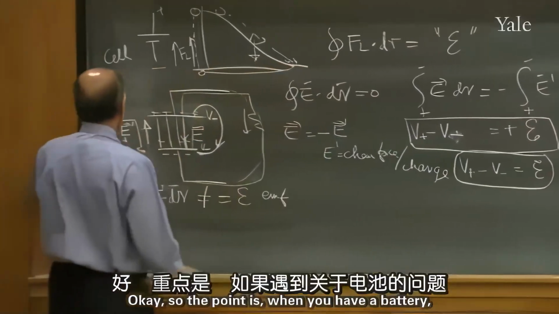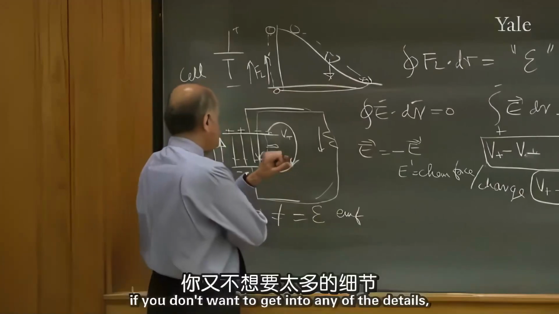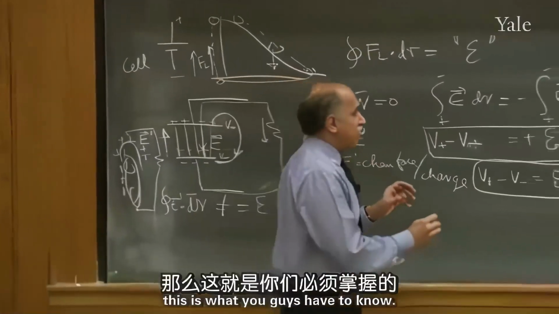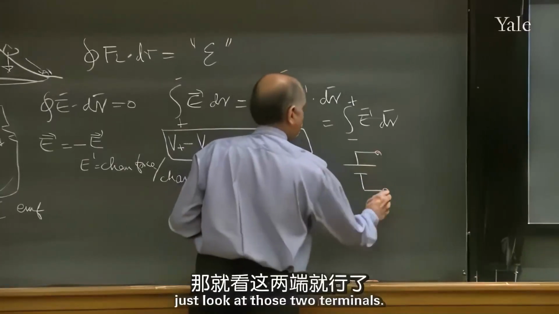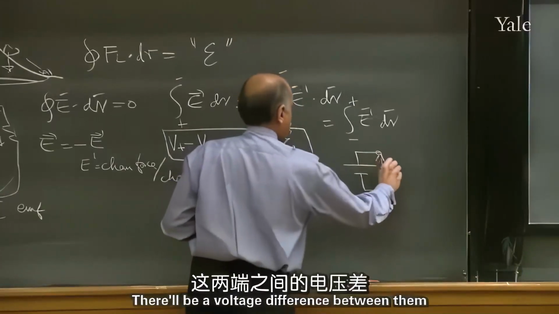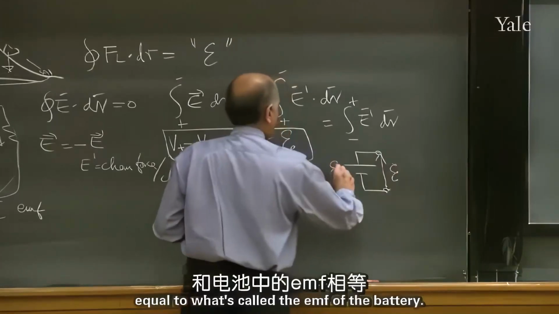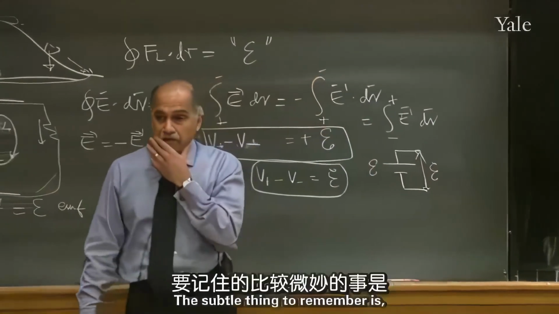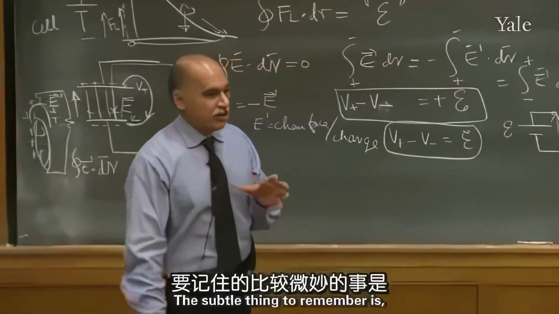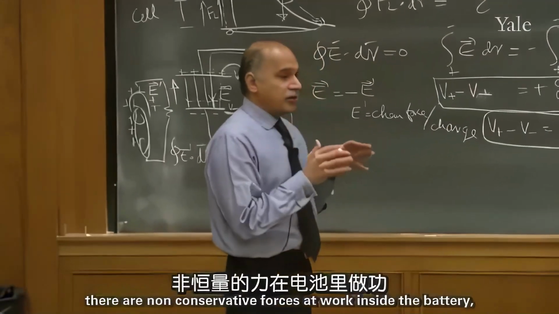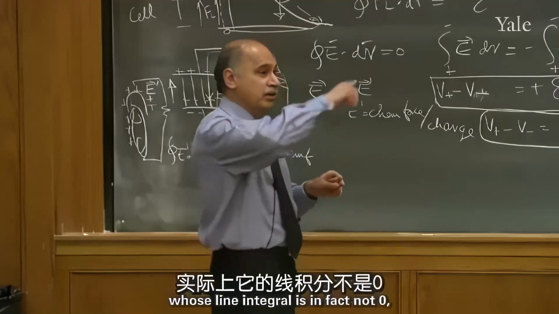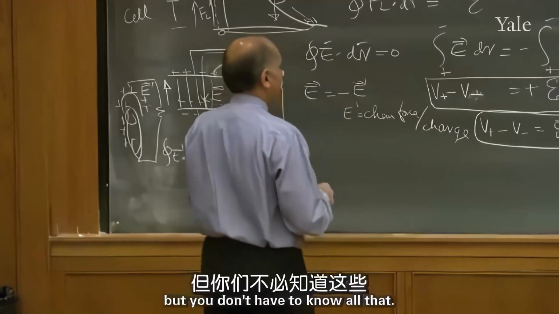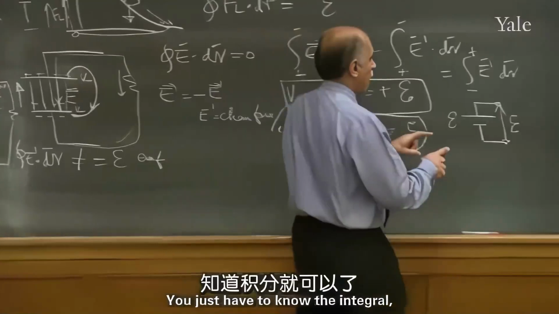Okay, so the point is, when you have a battery, if you don't want to get into any of the details, this is what you have to know. If you don't look under the hood, just look at those two terminals, there'll be a voltage difference between them equal to what's called the EMF of the battery. The subtle thing to remember is there are non-conservative forces at work inside the battery, whose line integral is in fact not 0. But you don't have to know all that. You just have to know the integral.